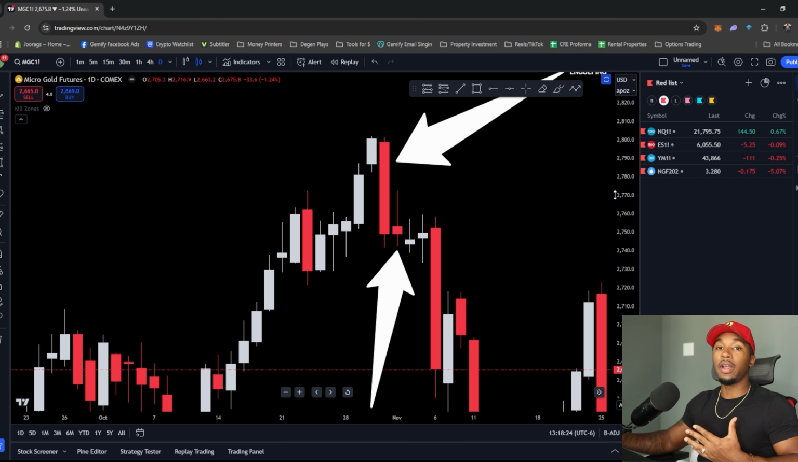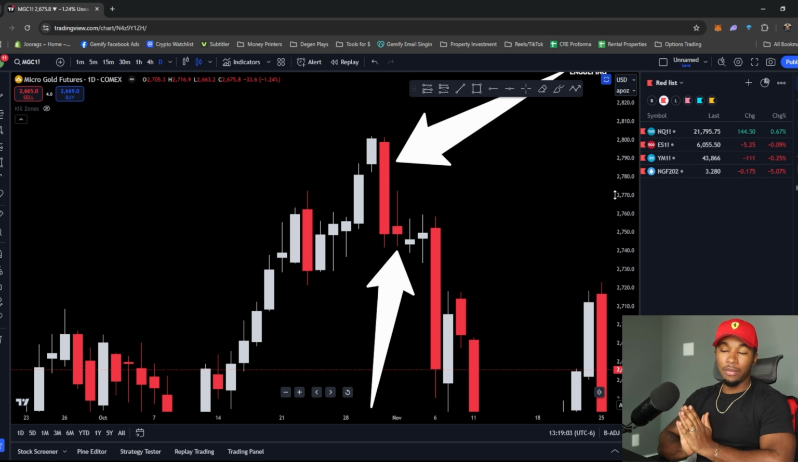Like I said, these are very similar to shooting stars. I would definitely suggest you go on your charts, practice spotting these, mark them off, and see exactly what happened over the next 1, 2, or 3 candlesticks after them. I guarantee you, the majority of the time, it went in the opposite direction, in the direction of the small wick or the small body.